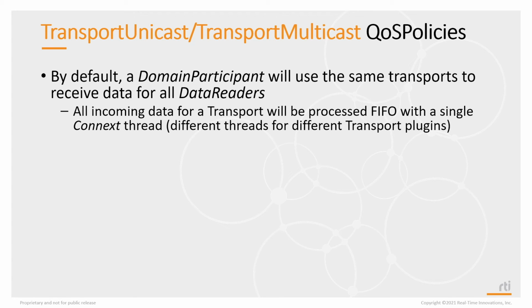Of course, by default, we'll just use everything that's been enabled. And by default, we will not use multicast, so you actually have to configure multicast. By default, a domain participant will use the same transports to receive data for all data readers. Basically, the domain participant has one big mailbox, and that mailbox has an address. So everyone will just send data to that mailbox, or one mailbox per IP address.